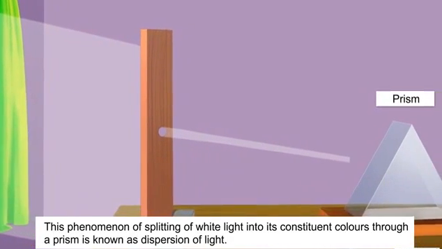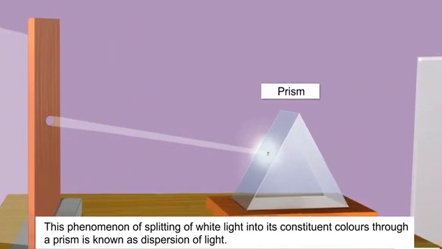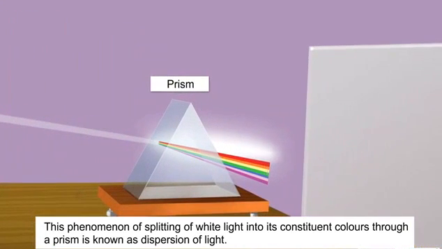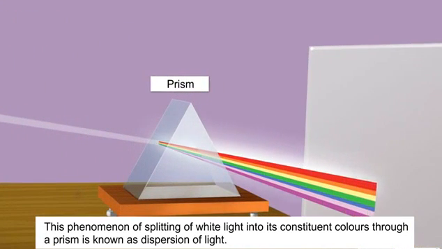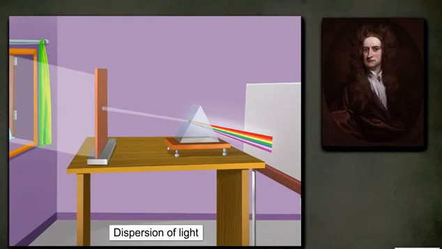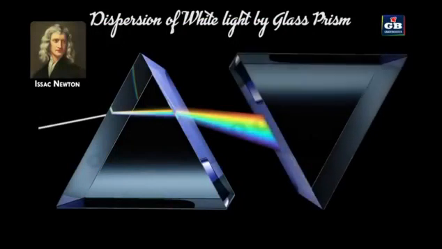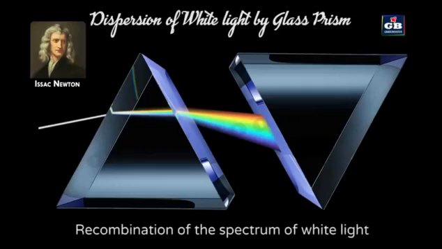This phenomenon of splitting of white light into its constituent colors through a prism is known as dispersion of light. The band of constituent colors is known as spectrum. This phenomenon was first discovered by Sir Isaac Newton. He placed a second identical prism in an inverted position with respect to the first one and allowed the spectrum to pass through it. He observed that a beam of white light emerged from the other side of the second prism.